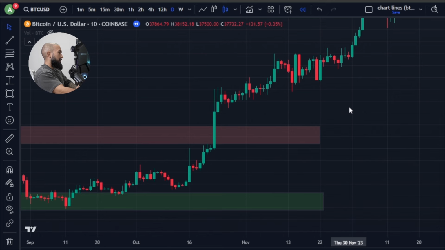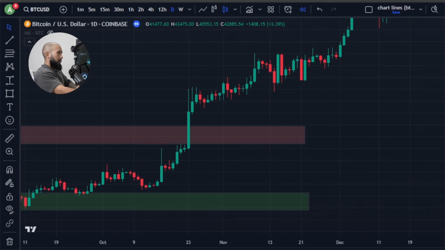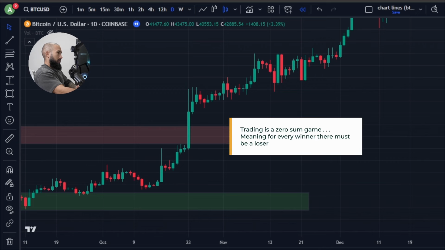Now, you might be asking yourself, what could cause such a volatile and strong candle to occur? Well, it's pretty much a market maker coming in and taking a lot of liquidity. So when this move happened so strong, trading is a zero-sum game. So on the opposite end of this move, there were a lot of sellers providing liquidity.